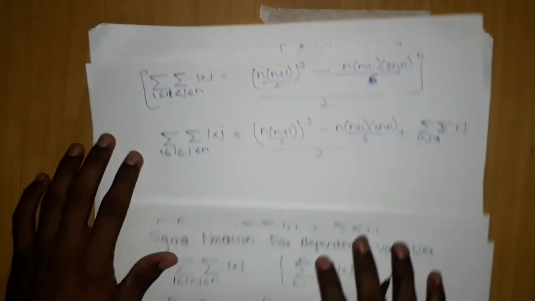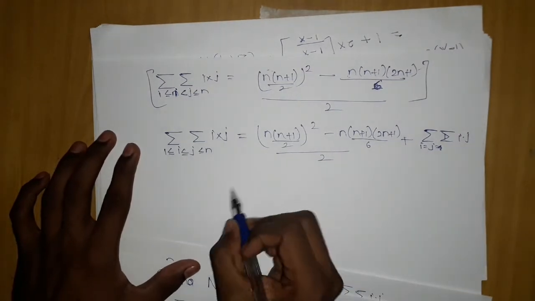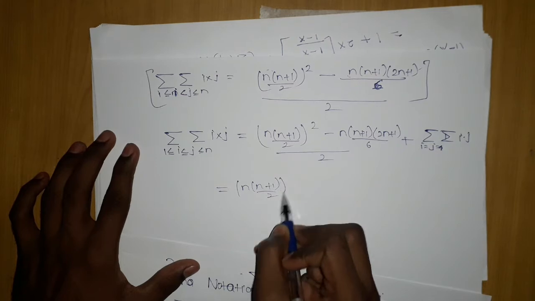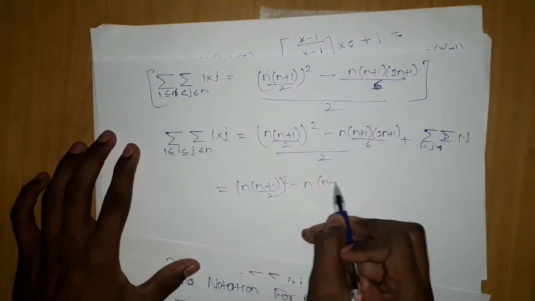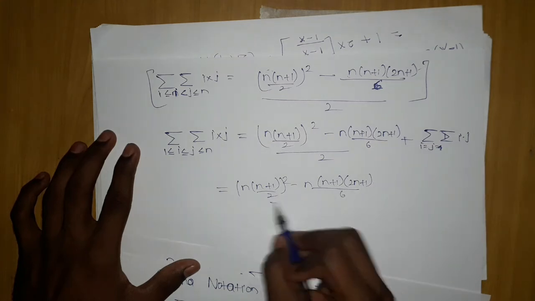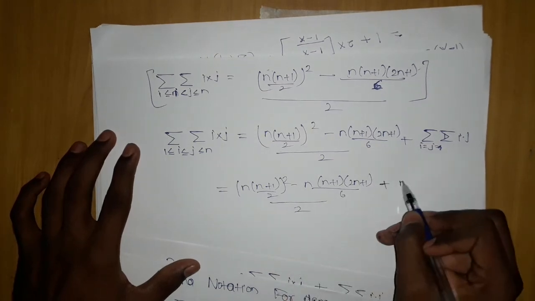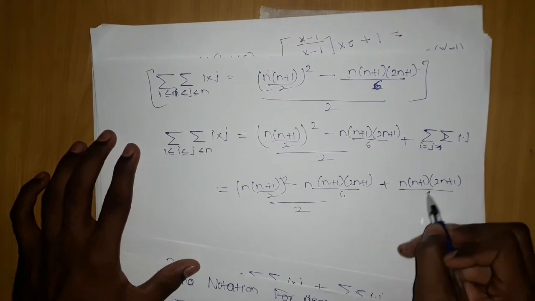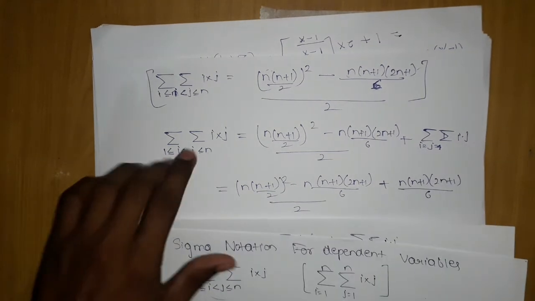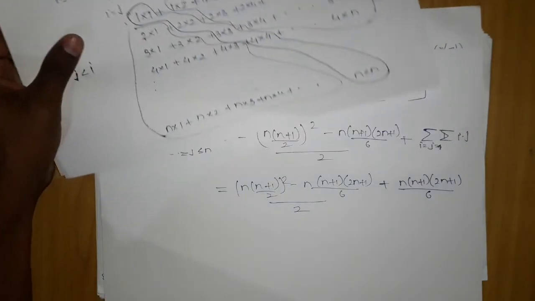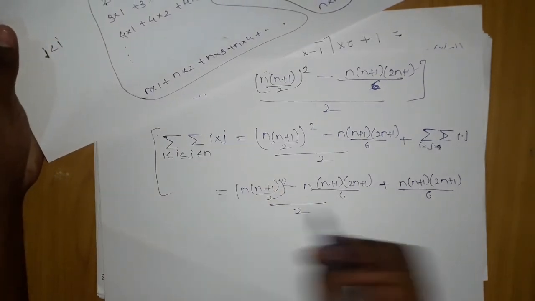Okay, this is nothing but again this thing only, which will give you (n(n+1)/2)^2 minus n(n+1)(2n+1)/6, the whole upon 2, plus n(n+1)(2n+1)/6. Okay, so this is if they ask you this thing. So just use your smartness and get these basic things which they can ask.